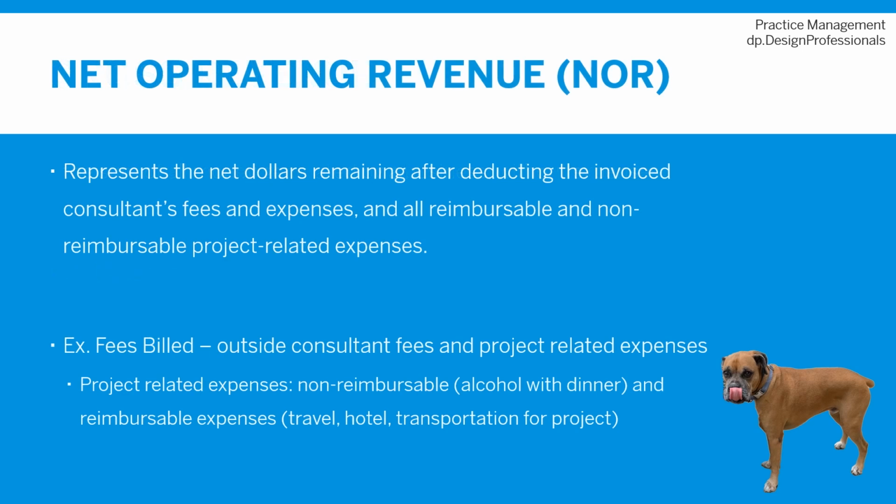Net operating revenue, or NOR, is the net dollars remaining after deducting the invoice, consultant fees, and expenses, and all reimbursable and non-reimbursable project-related expenses. So here we are talking about all of the money brought in by the business and deducting project-related expenses. These project-related expenses could be something like consultant fees that we, the business, have to pay.